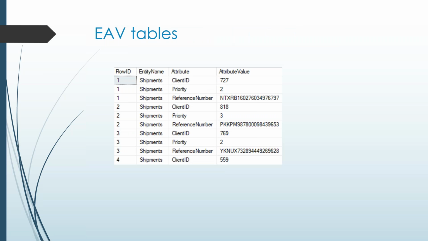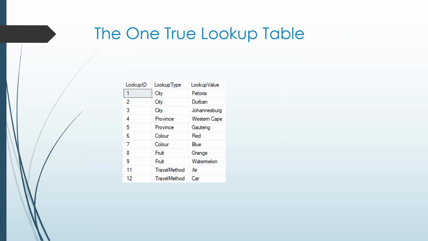If you look at this one to fetch the row as a row, I need to query this table 3 times. Once for client, once for priority, once for reference number, or some unpivot type query. It's going to be horrible. It's going to be horrible no matter how you do it. Okay, now we have one on the One True Lookup table.